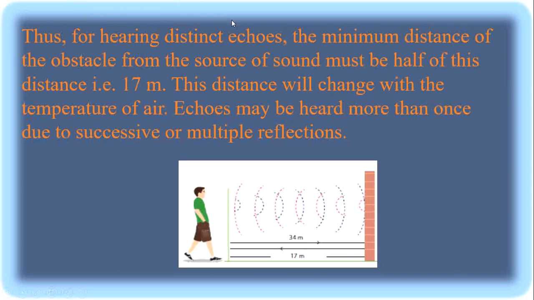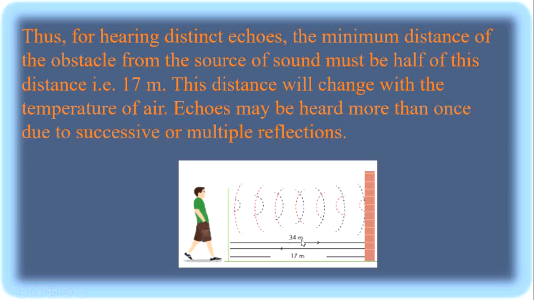Thus, for hearing distinct echoes, the minimum distance of the obstacle from the source of sound must be half of this distance, that is 17 meter. Now here the distance travelled by the sound, both the original and the reflected sound wave, is 34 meter. Now the distance travelled to the obstacle is 17 meter. So that is half of the distance.